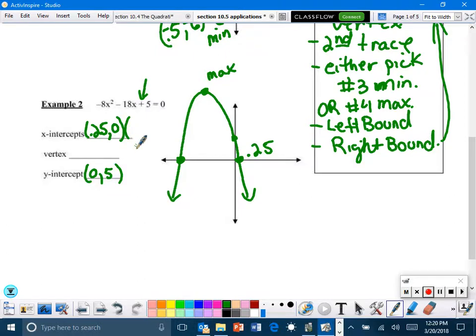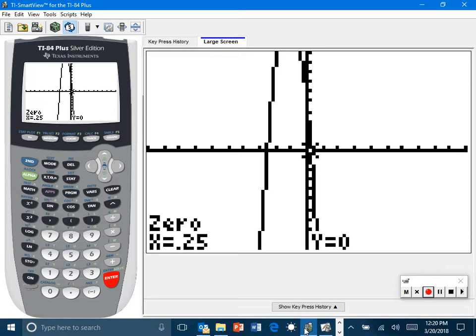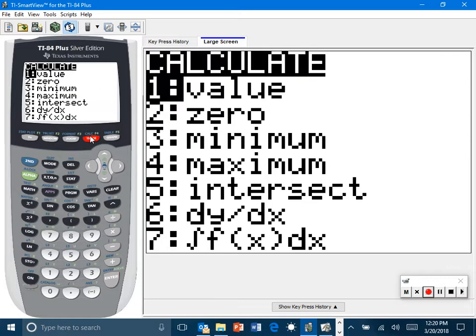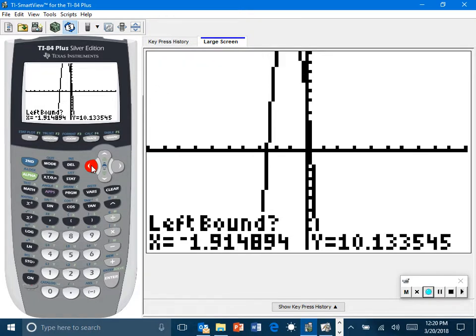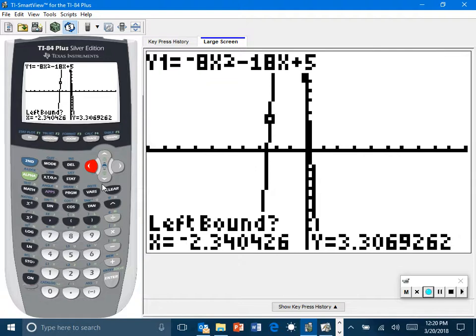Okay, now I'm going to find the other one. So again, I'm going to go second trace. I'm going to pick number 2 again, except now I've got to move the spider around to the other side. It's going to disappear for a little bit. Just keep going. Okay, there it is. All right, so now I need to look. So here is my x-intercept. I need to be on the left side. Where my spider is right now is on the right side, so I need to move it below to be on the left side. Okay, I'm on the left side.